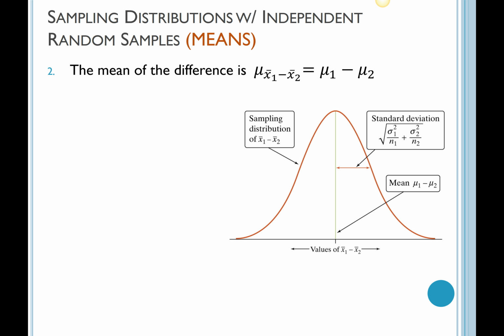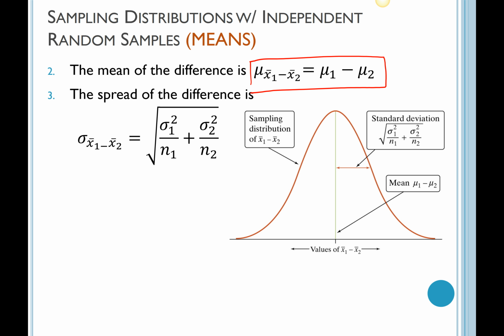Similar to the last one, for the mean of the difference, the mean of the sampling distribution is going to be mu sub x bar 1 minus x bar 2. So the mean of that sampling distribution of the difference of two means is simply going to be mu sub 1 minus mu sub 2. Very similar. Instead of having P1 minus P2, we're now just going to have mu1 minus mu2. And that's how we're going to calculate the difference in the means.